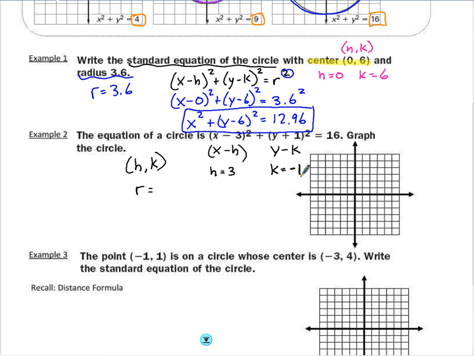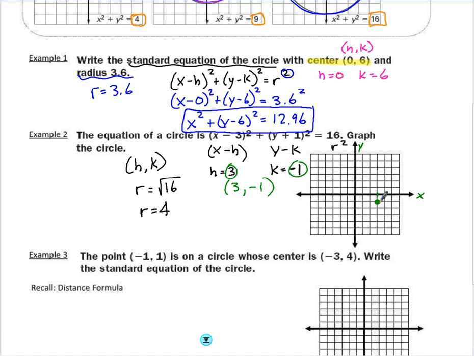Finally, I have r squared is 16, so that means r would be the square root of 16, which means r is equal to 4. So the first thing I'm going to do is plot the center of my circle at (3, negative 1). So that's the h and the k. I'm going to go 3 on the x-axis, 1, 2, 3, and I'm going to go negative 1 on the y-axis. There's my center.